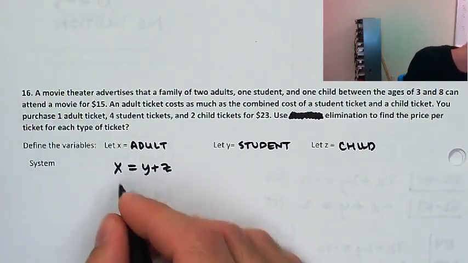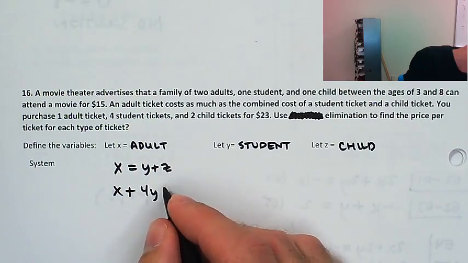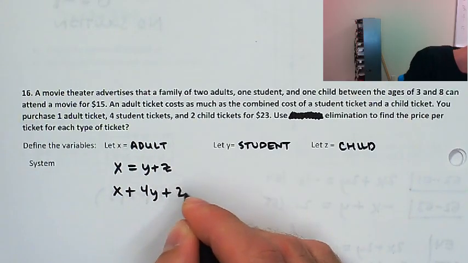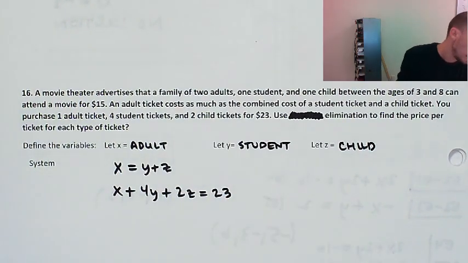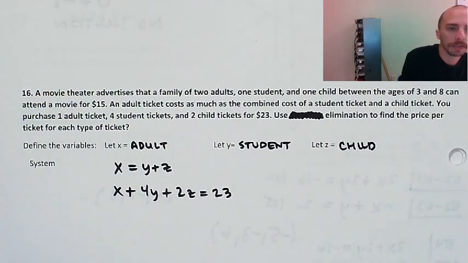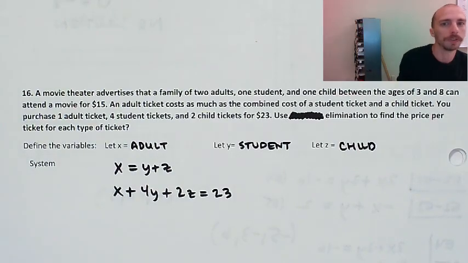I purchase 1 adult ticket, 4 student tickets, and 2 child tickets for $23. Oh, yeah, I know it says use elimination. We're not going to do that. This thing is clearly set up for substitution, so we're going to use the one that it's clearly set up for, right? There's no sense in doing that.